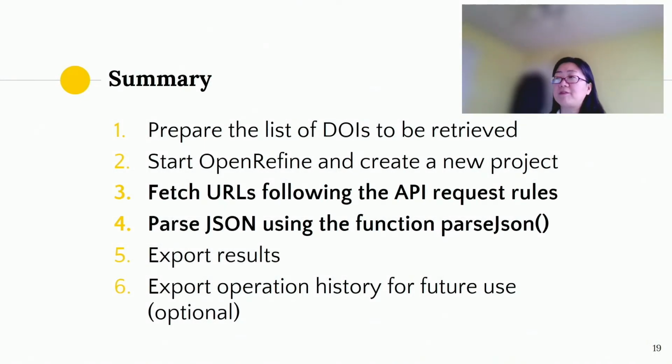Here is a brief of all the steps. First we prepare the list of DOIs, and we start the OpenRefine project, and we fetch the URLs following the API request rules, and we parse JSON using the function parseJSON, and we repeat the whole process until we get all the information we want, and we export results. And also we can export the operation history if we want to.